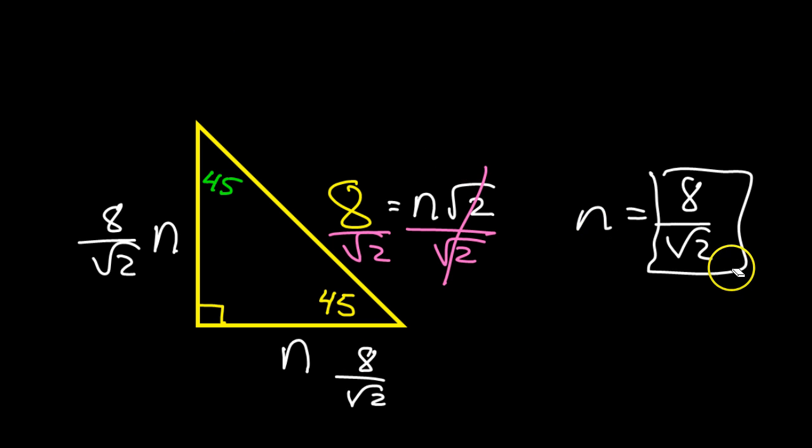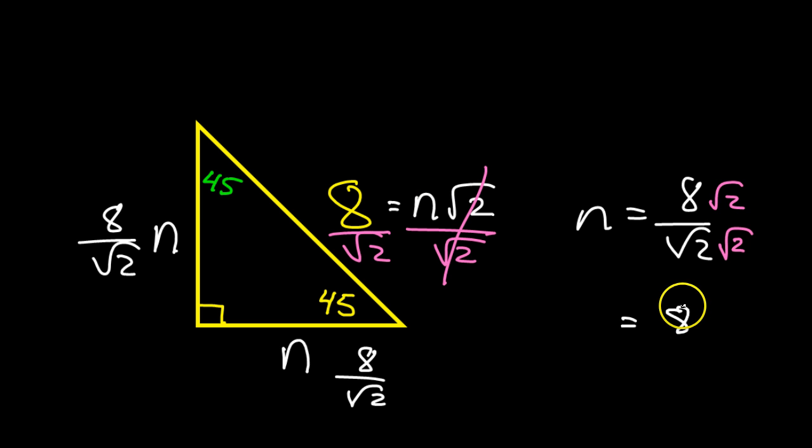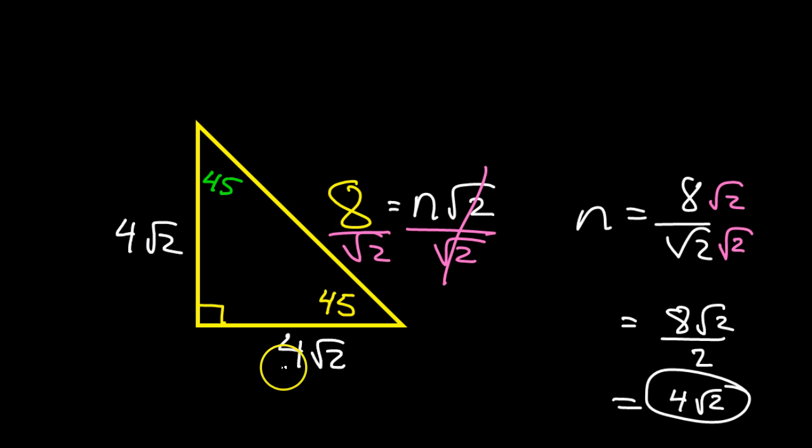But many teachers will want you to rationalize the denominator. So let's remember how to do that. You can rationalize by multiplying the top and the bottom by radical 2. So that's going to give you 8 radical 2. And in the bottom, radical 2 times radical 2 is 2. But now I've got 8 over 2, which is 4. So in the end, I'd have 4 radical 2. Okay, so you could say that these two legs are both 4 radical 2. Okay, so these are some of the things that come up special.